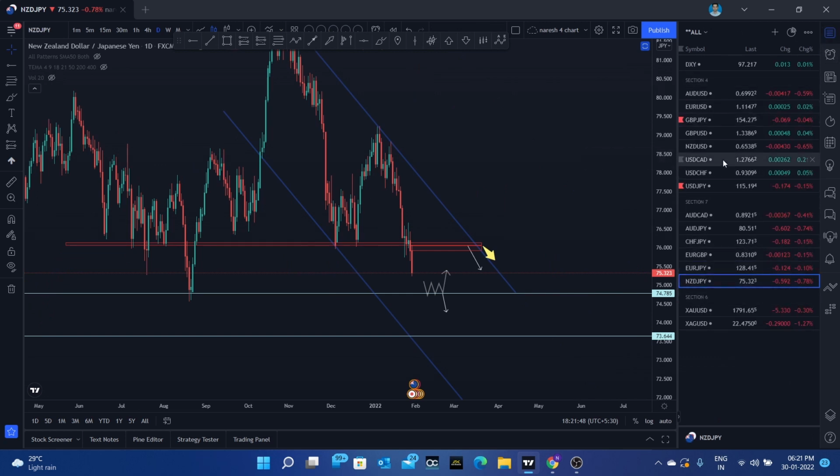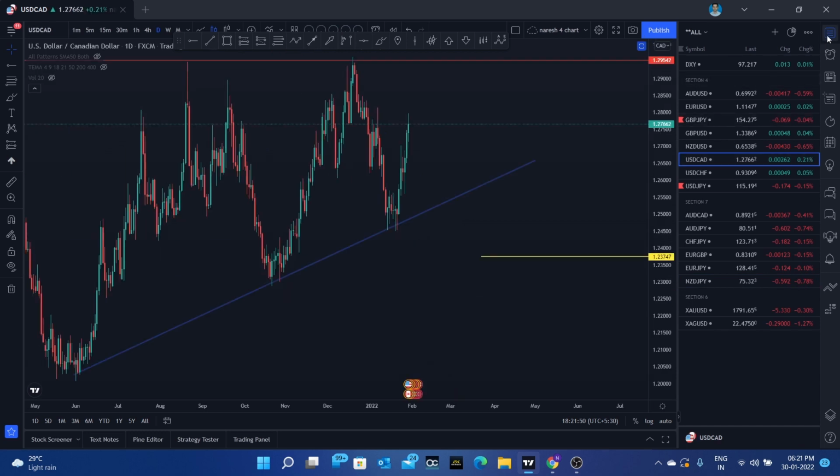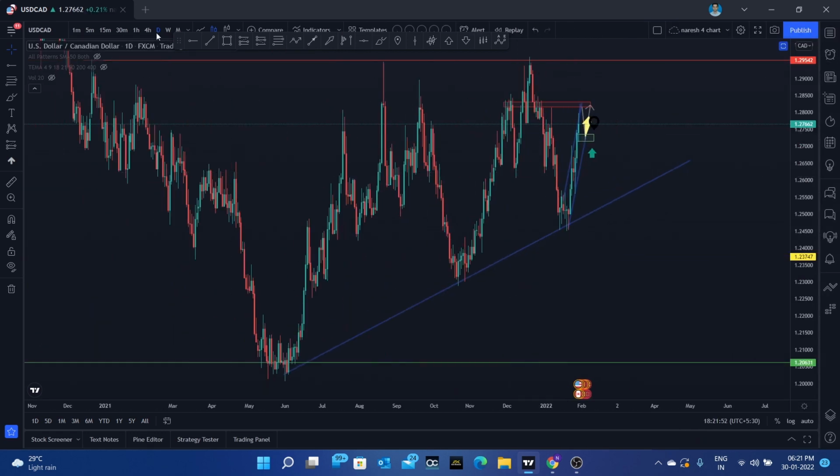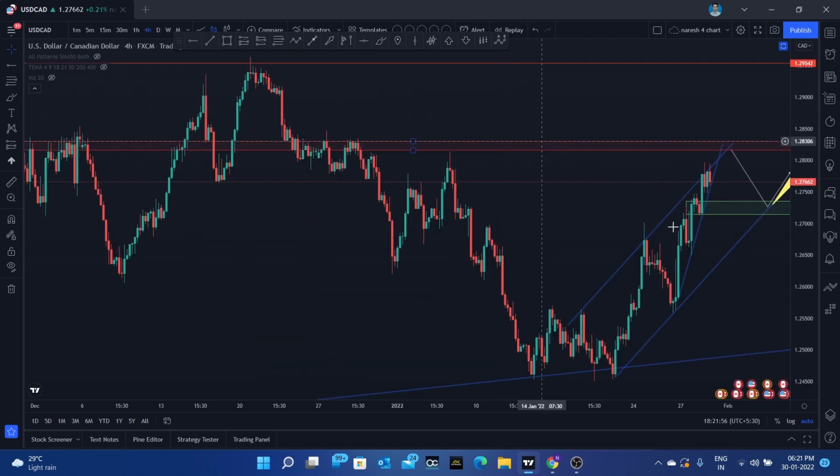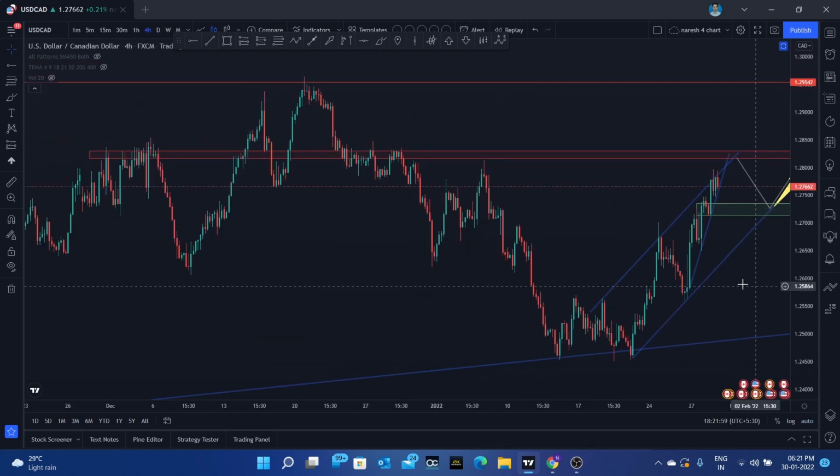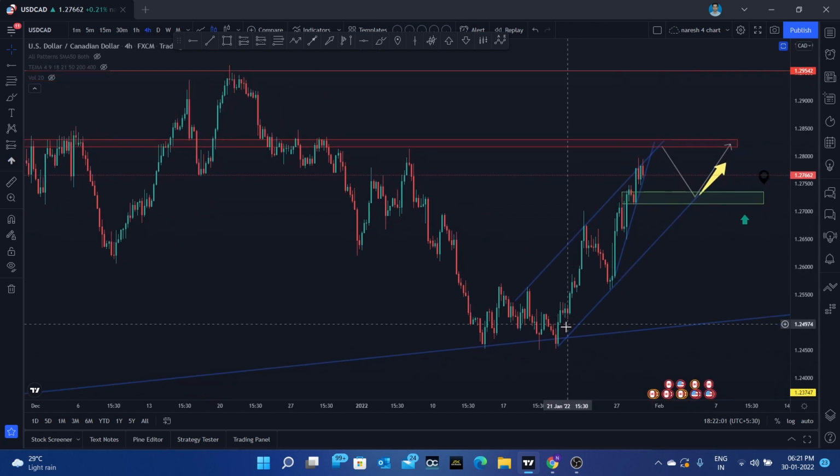Let's go for USD CAD. In the 1 day time frame, it is super bullish. It is forming highs and it is super bullish, and it is right now in a channel formation, guys. So you can only look for long entries.